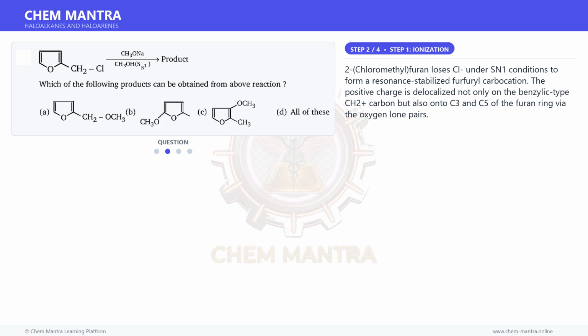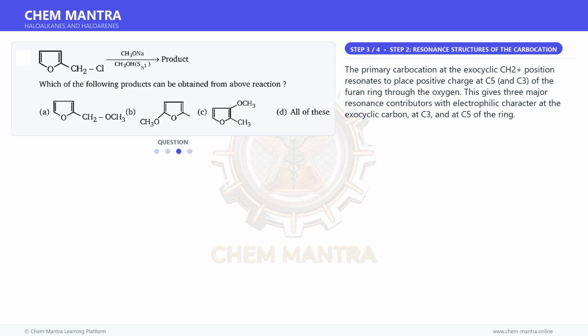Moving on to the next step. 2-chloromethyl furan loses Cl under SN1 conditions to form a resonance-stabilized furfuryl carbocation. The positive charge is delocalized not only on the benzylic-type CH2+ carbon but also onto C3 and C5 of the furan ring via the oxygen lone pairs.